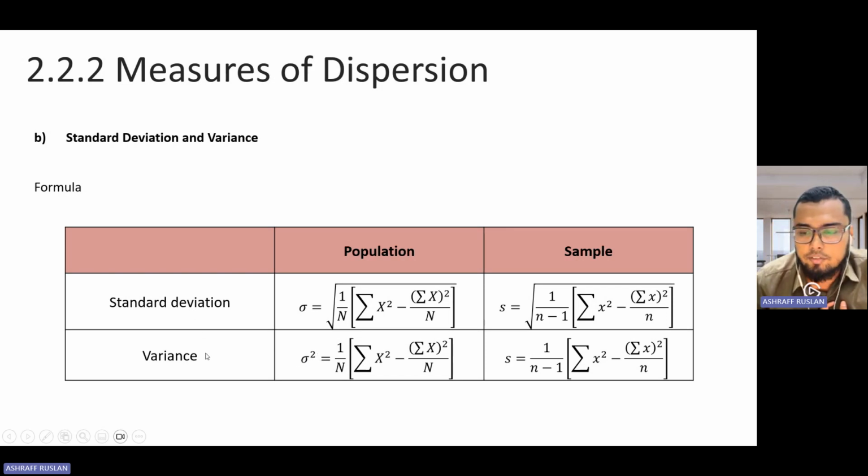Sebenarnya standard deviation and variance ni dia adalah siblings lah. Okay. Kalau if we only have standard deviation, then we have the square root inside the formula. But if we have variance, okay, it's actually the square of the standard deviation. So bila kita square kita punya standard deviation, that's why the square root here disappear. Okay, sebab kita dah squarekan both side.